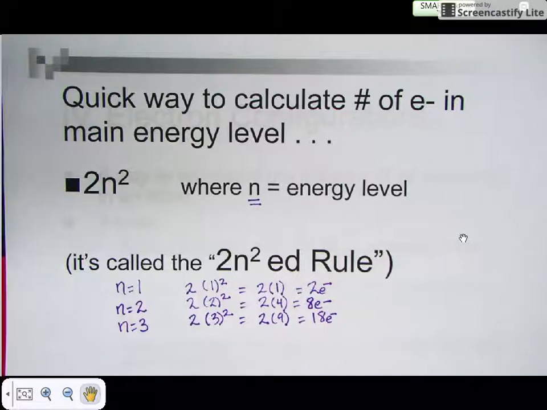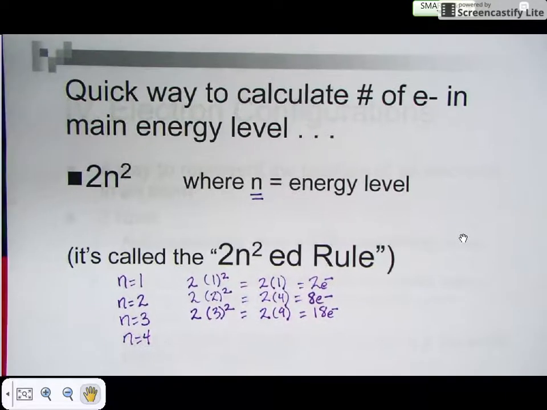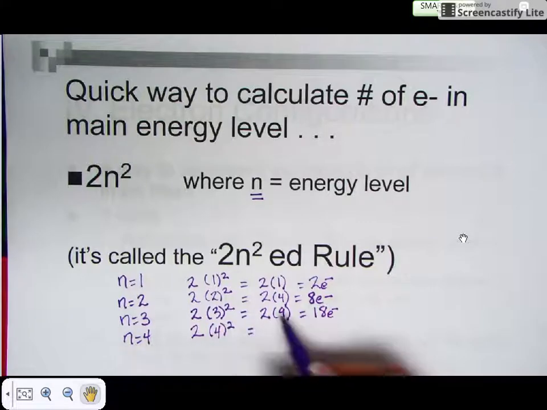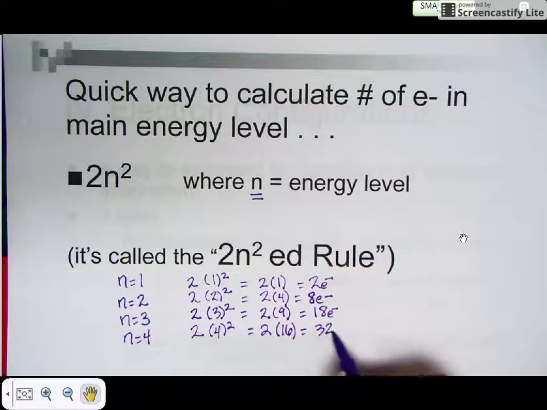Let's look at the fourth energy level. For the fourth energy level, n would be equal to 4. So let's plug in for that. 2 times 4 squared gives you 2 times 16 gives you 32 electrons. So we see that the fourth energy level is where our F electrons come in, where the F block is.